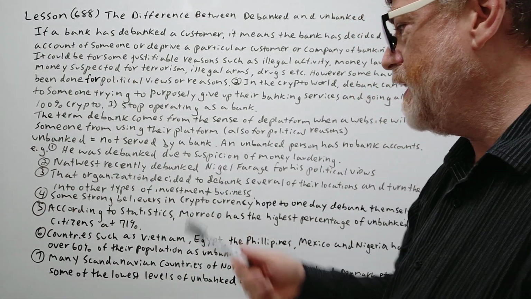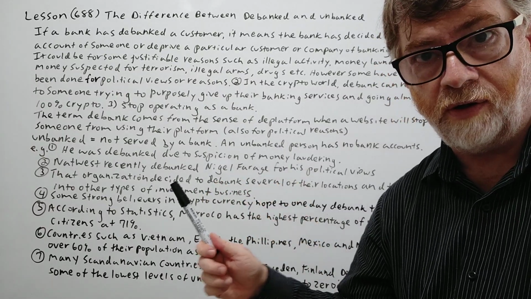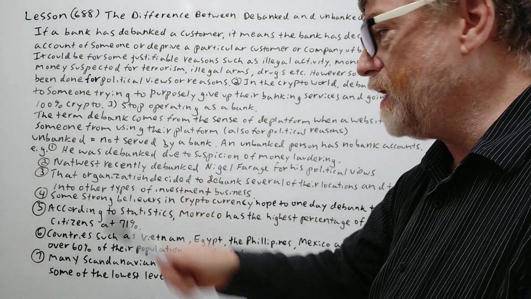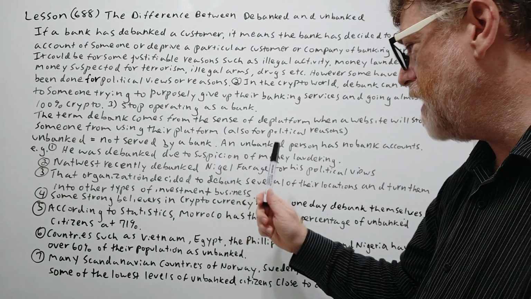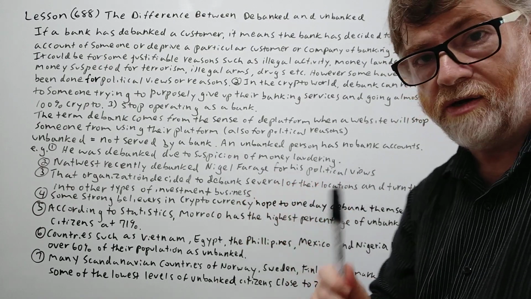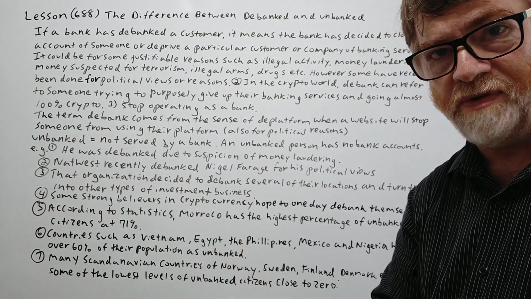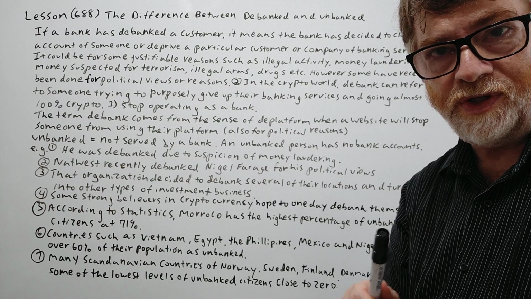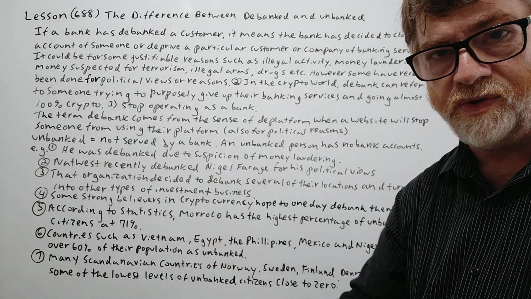Here's the first one. He was debanked due to suspicion of money laundering. This could be for illegal activity. Number 2, NatWest, that's the name of a bank. NatWest recently debanked Nigel Farage for his political views. So this is an example of the way we're hearing it a lot these days of a bank stopping someone's banking services or choosing them as a customer because they just don't like their political views or things that they say.